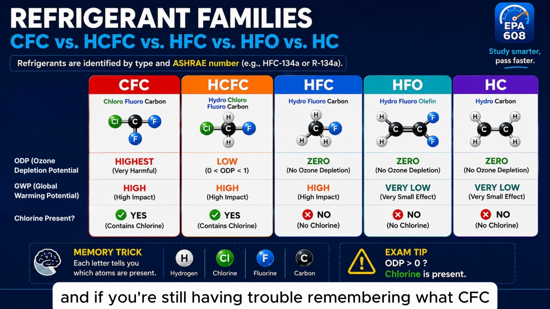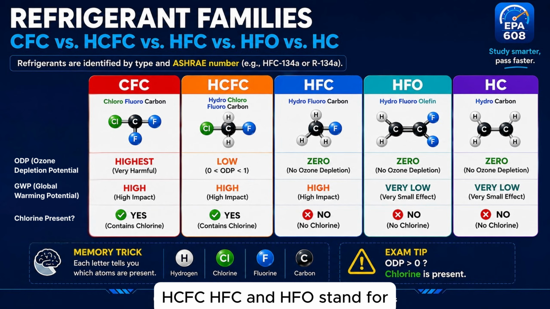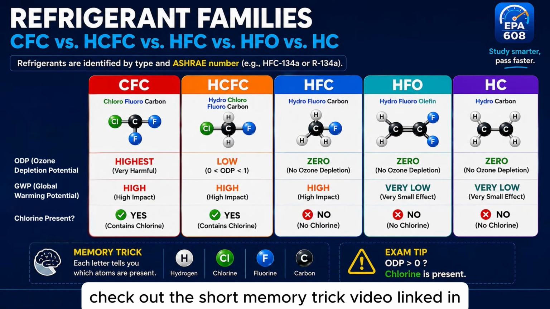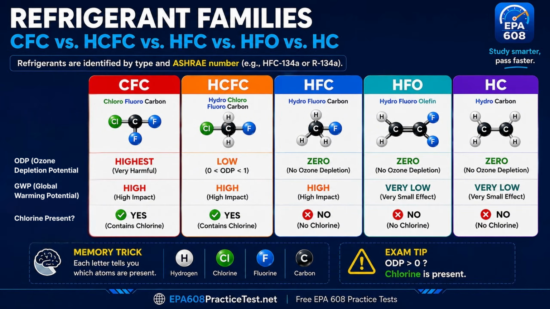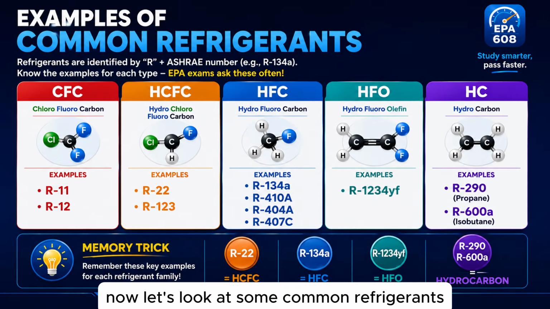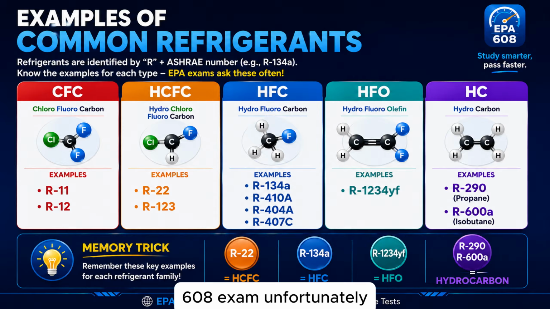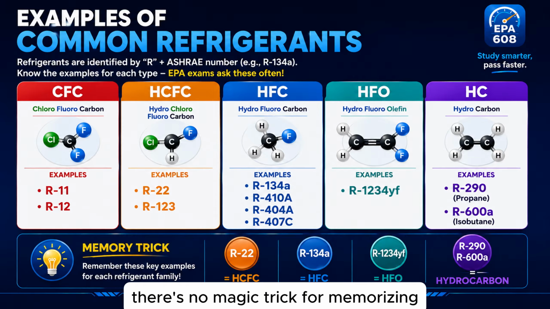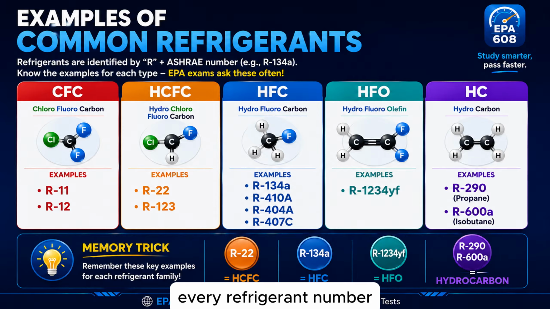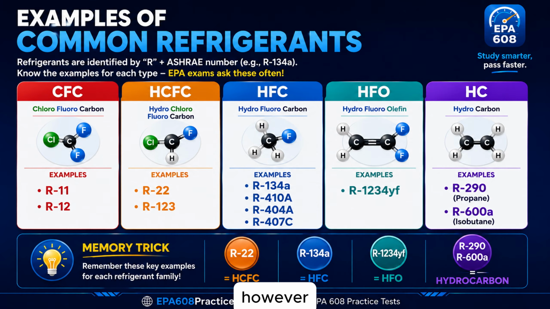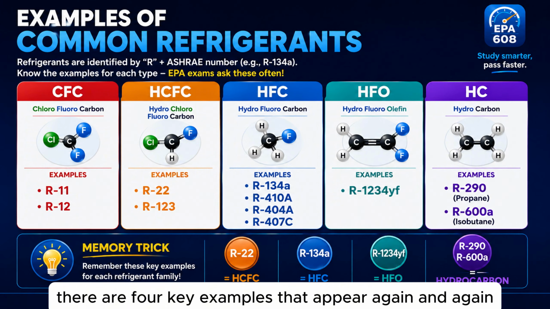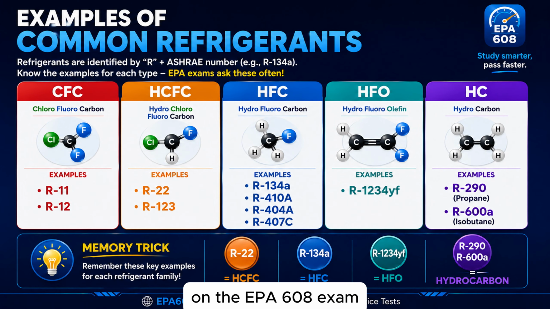And if you're still having trouble remembering what CFC, HCFC, HFC, and HFO stand for, check out the short memory trick video linked in the description below. Now let's look at some common refrigerants. These are examples of refrigerants you're likely to see while studying for the EPA 608 exam. Unfortunately, there's no magic trick for memorizing every refrigerant number. The more questions you practice and the more examples you see, the more familiar they become. However, there are 4 key examples that appear again and again on the EPA 608 exam.